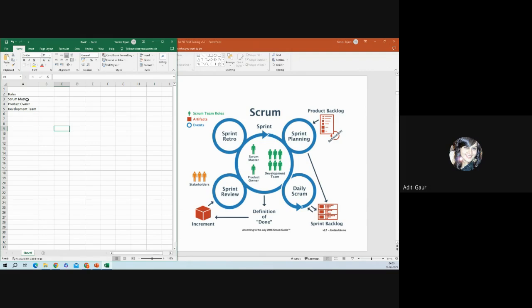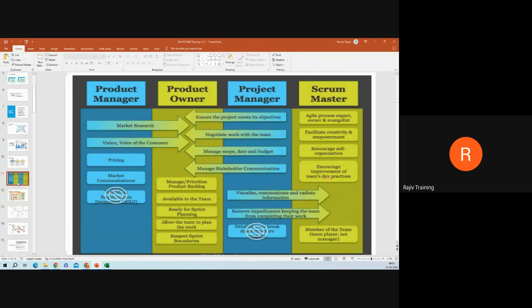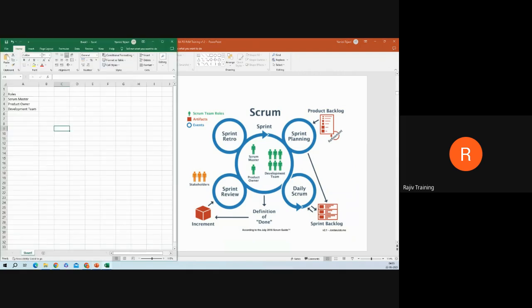And what else about Scrum Master? Maybe I'll cover more in the upcoming slides, like for example, here it's there, right? So I'll talk more, but at a high level, these are the responsibilities of Scrum Master. That's the first role.